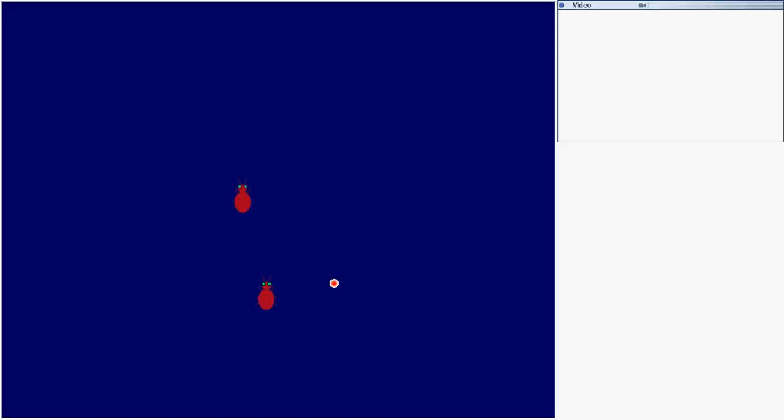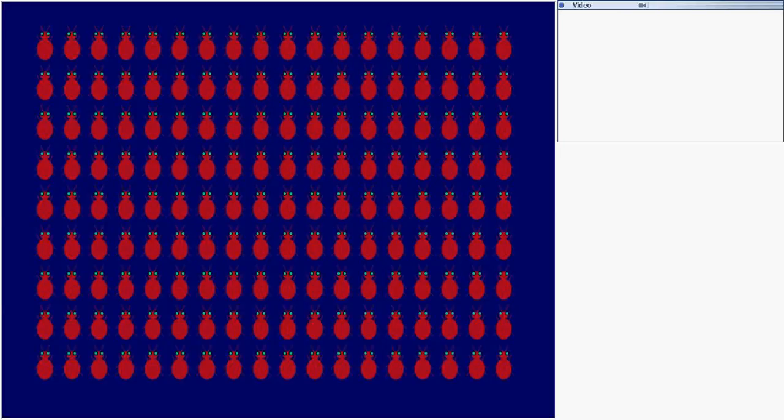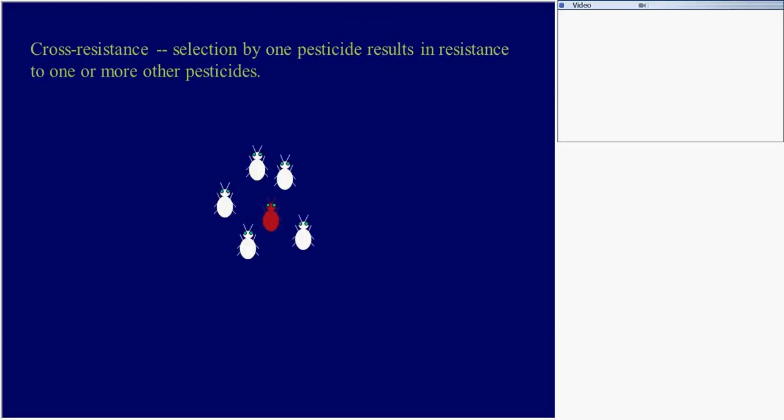At this point, it's not a problem yet. You don't know that you have resistance because there are a few of them and they're few and far between. However, they do not remain few and far between for a long time. And populations build up usually fairly quickly until you see failure.